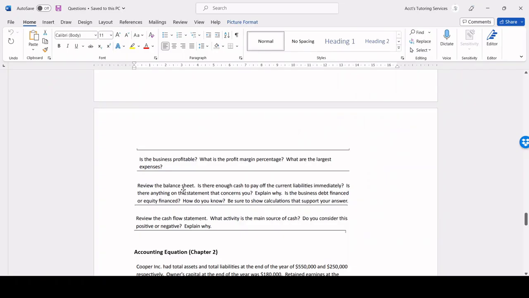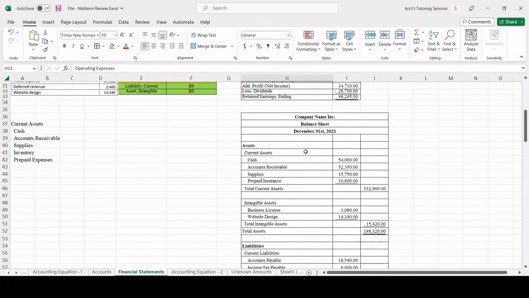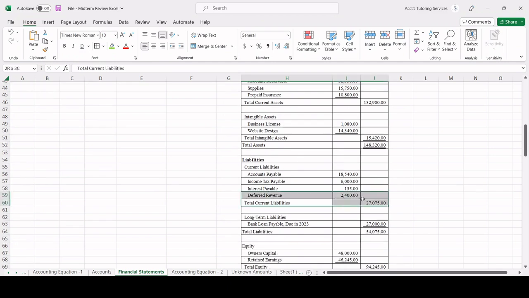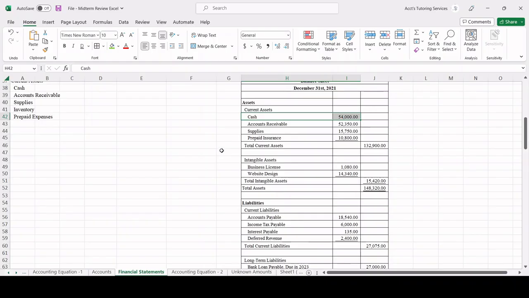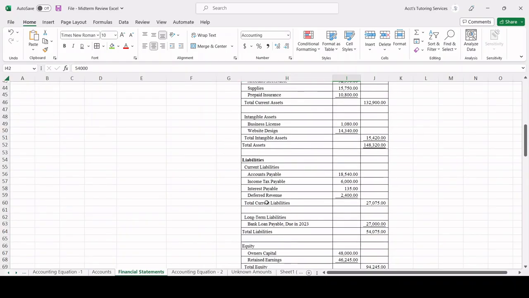Review the balance sheet. Is there enough cash to pay off the current liabilities immediately? So our current liabilities are $27,075. We have more than enough cash to pay that off. So yes, we have $54,000 in cash, and our current liabilities are $27,075.